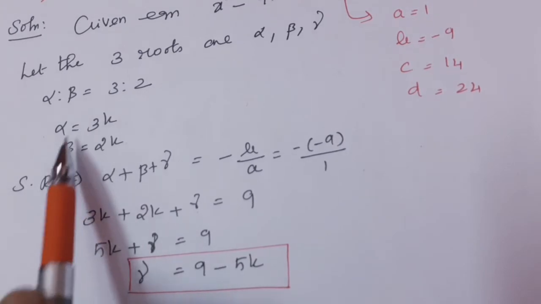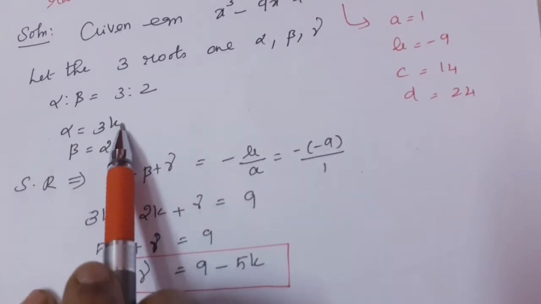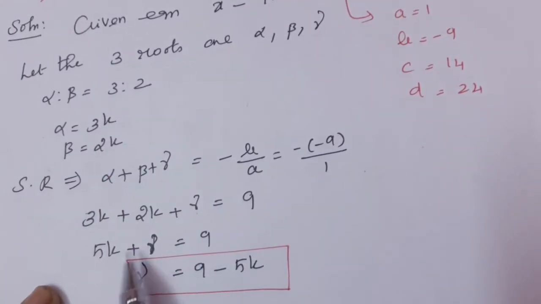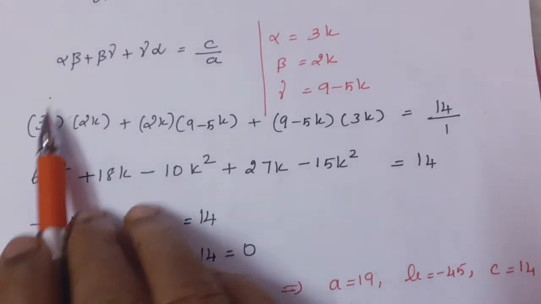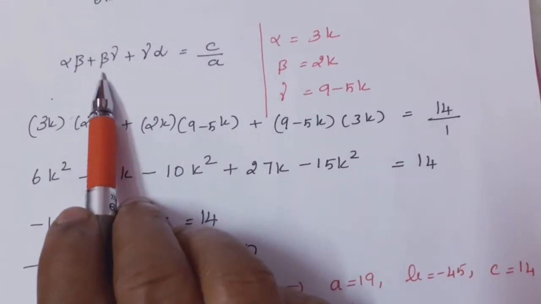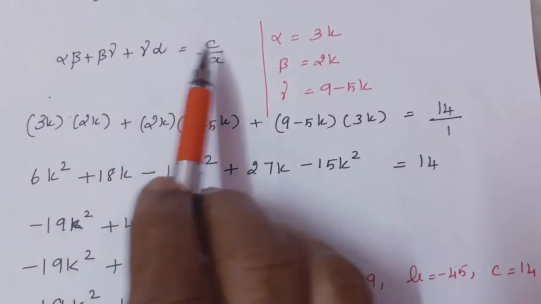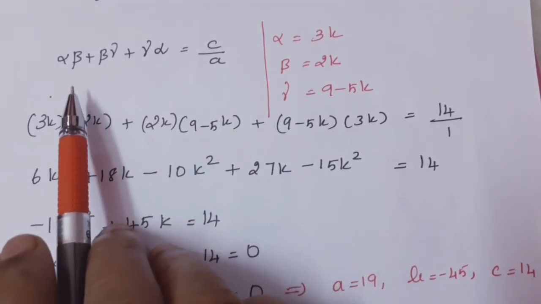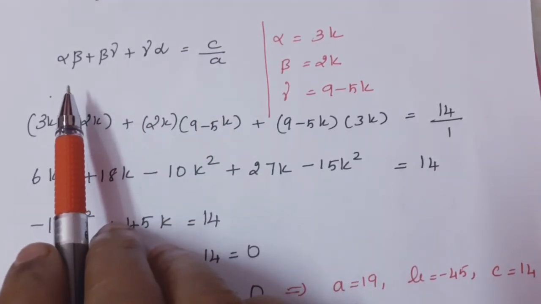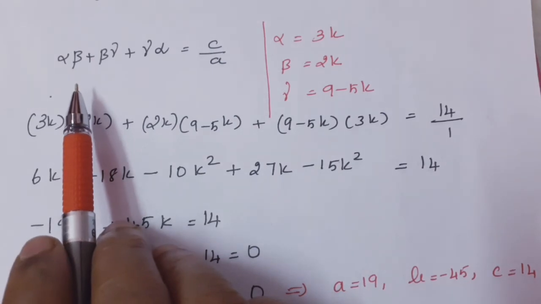So we write all the values in terms of k. Alpha is already taken as 3k, beta 2k, and gamma also found in terms of k. Gamma value is 9 minus 5k. Summation of 1 is alpha plus beta plus gamma. Using this result, we find the value of gamma in terms of k.